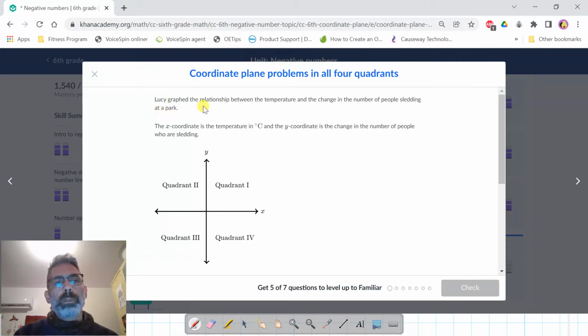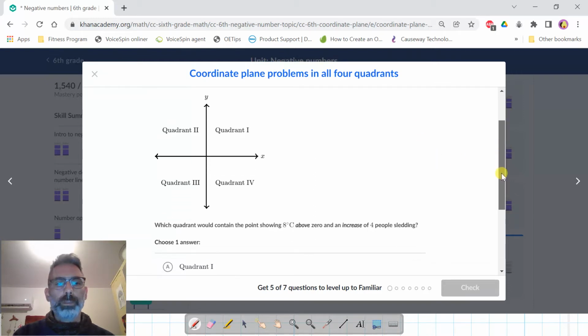Lucy graphed the relationship between the temperature and the change in the number of people sledding at the park. The x-coordinate is the temperature in degrees Celsius and the y-coordinate is the change in the number of people who are sledding. Okay.